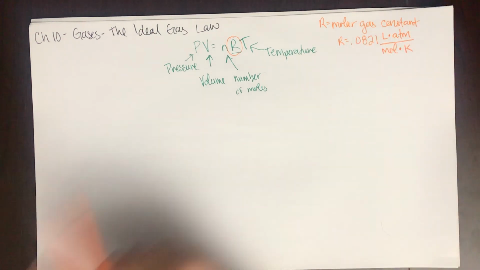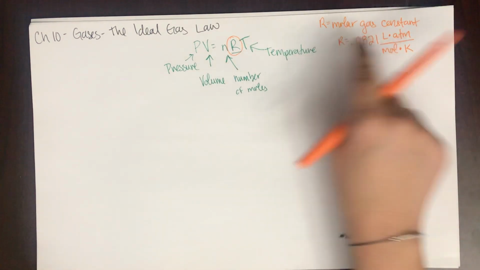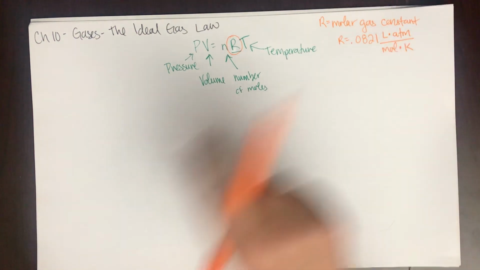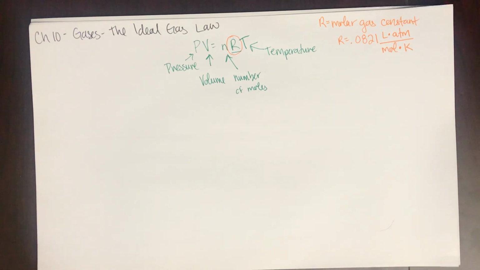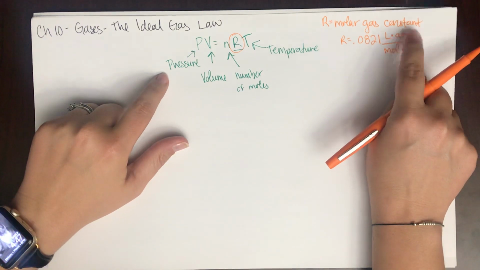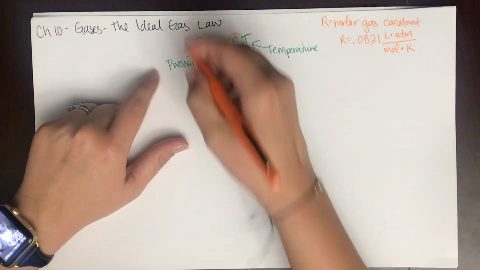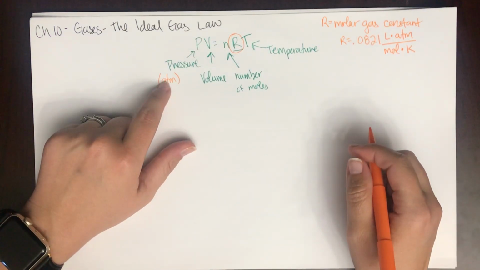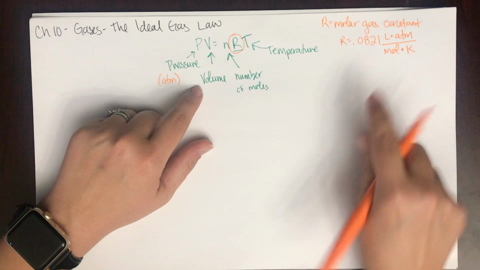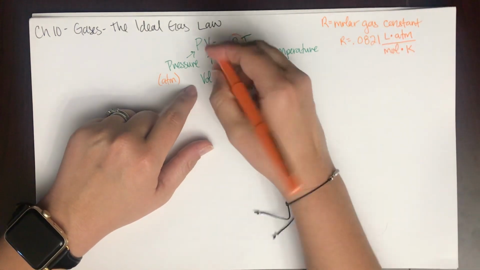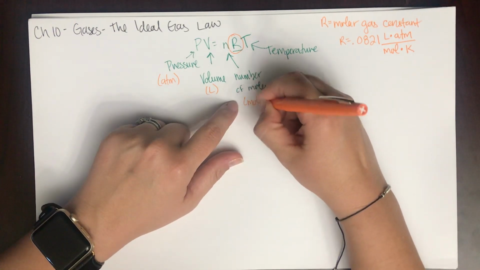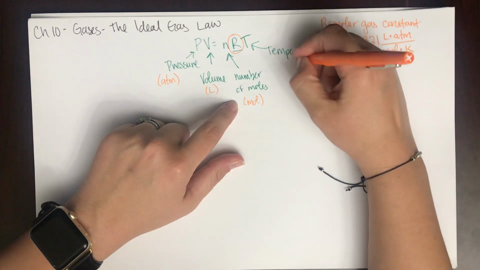Because this molar gas constant has these four units in it, that means that each of these variables must have the same unit as the constant so that they'll cancel out in the end. So because pressure in the molar gas constant has a unit of atmospheres, pressure always has to be in atmospheres when we're doing the ideal gas law. Volume, because we have a unit of liters, volume must be in liters. Moles must be a number of moles. Temperature must be in Kelvin.